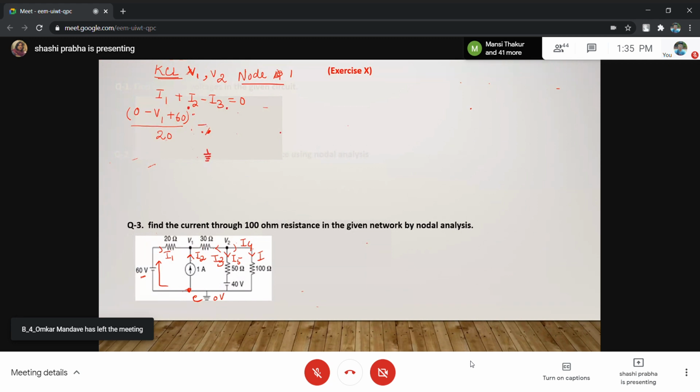This is I1, plus I2. I2 is directly given as 1 ampere, so I will take this as 1 ampere, minus I3. What is I3? I3 is from where to where? V2 minus V1 upon 30. This is V2 minus V1 upon 30, and this is my equation 5.